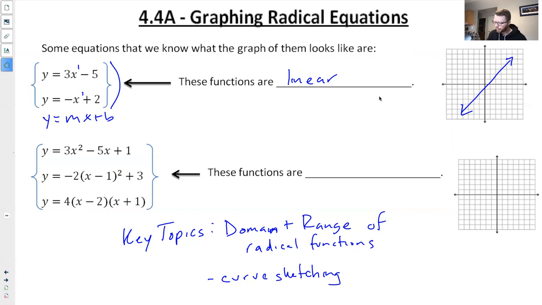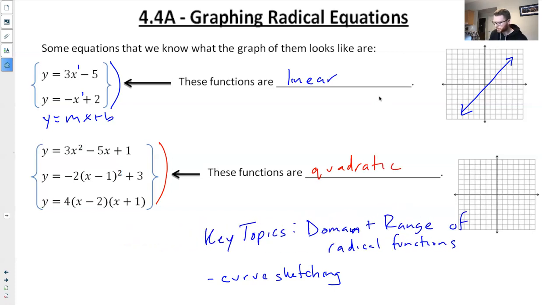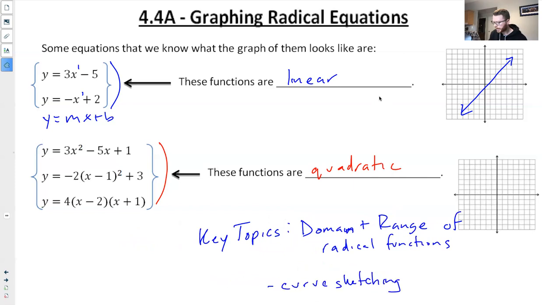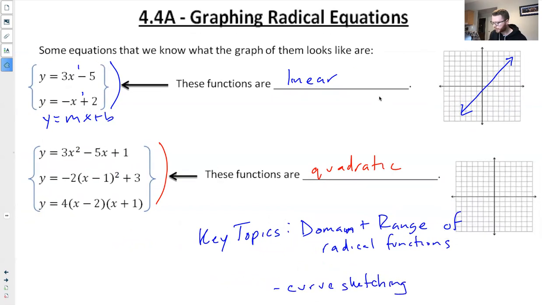These next ones down here: 3x squared minus 5x plus 1, negative 2 bracket x minus 1 squared plus 3, and 4 bracket x minus 2 bracket x minus 1. These are all quadratic equations.